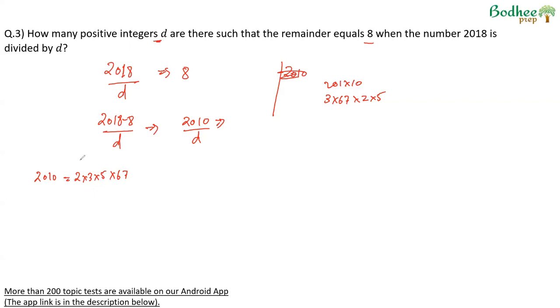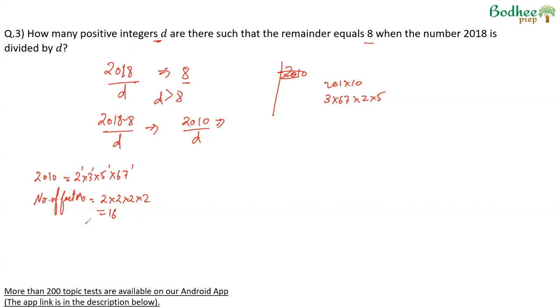So if you look at the number of factors of 2010, there are 4 prime numbers with the power of 1. So 1 plus 1, 2 into 1 plus 1, 2 into 1 plus 1, 2 into 1 plus 1, 2, 16 factors will be there. So D can take 16 values, or the number that can divide 2010 can take 16 values. But again, D has to be a number which is greater than 8 for sure. Only then will a remainder of 8 be there.